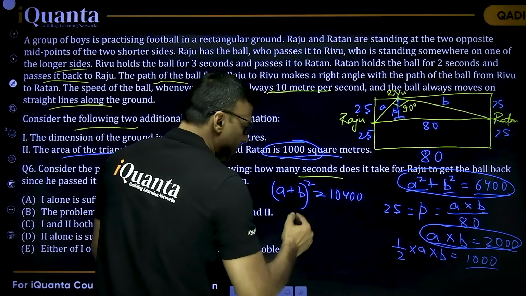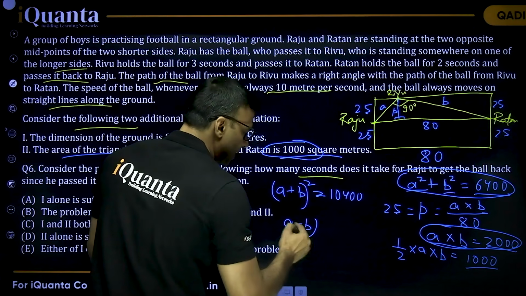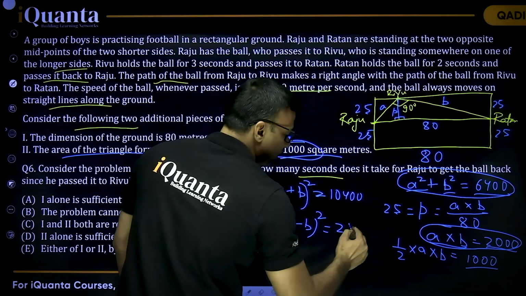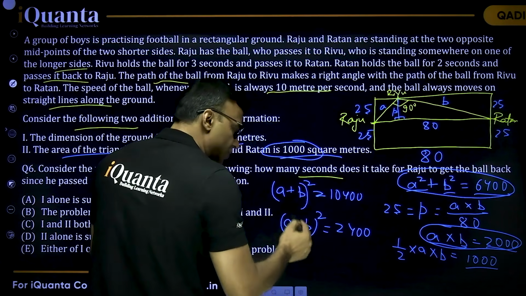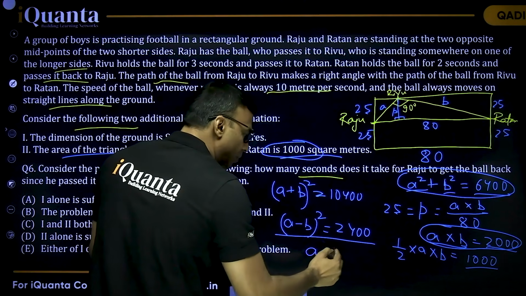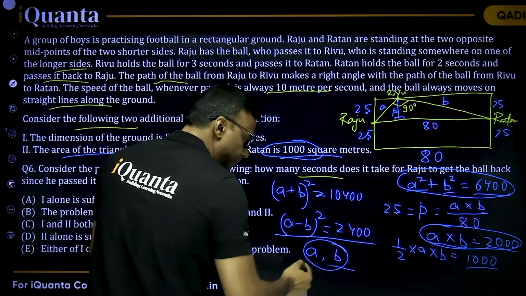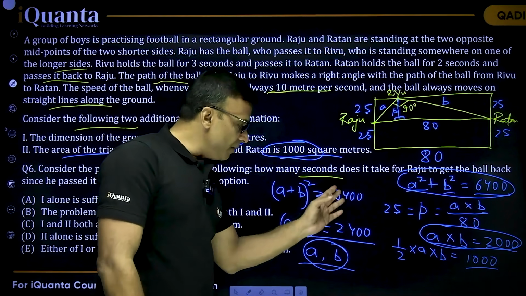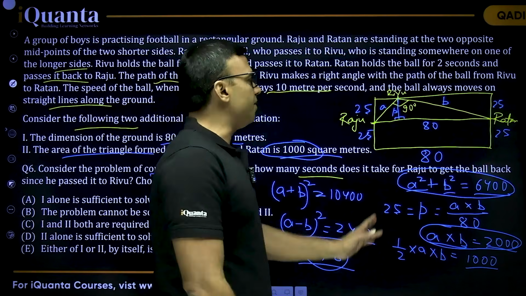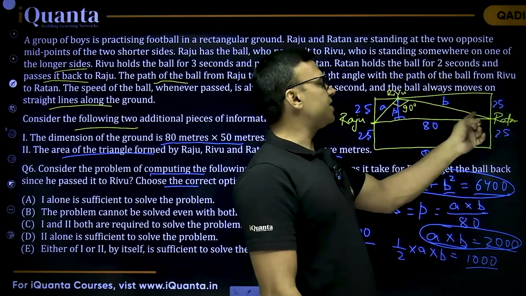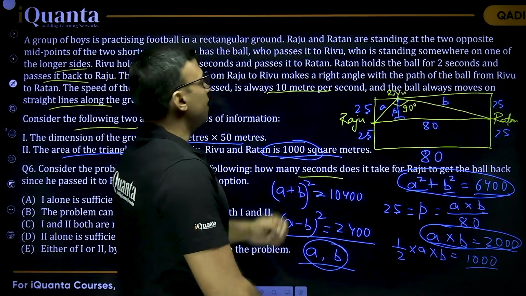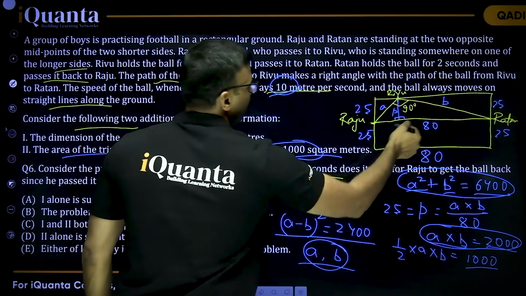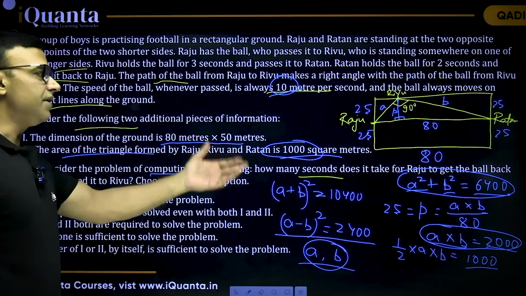From here you get A plus B. Similarly, A minus B whole square will be equal to A square plus B square minus 2AB, and that will be 2400. From there you get A minus B. By solving them you can find A and B both. We don't need to. And anyway, they are going to be some decimal numbers, so don't worry about it. We'll be able to find A and B. Once we are able to find A and B, we can find the time for each part. The travel time will be the distance A divided by 10, distance B divided by 10, and the distance AT divided by 10. Whatever is required, we can calculate from there.